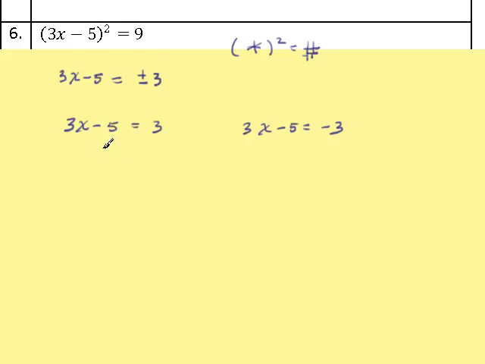And now start to solve. Add 5, 3x equal 8, and divide by 3. And here add 5, and we have 3x is equal to 2, and divide by 3. And those are our solutions.